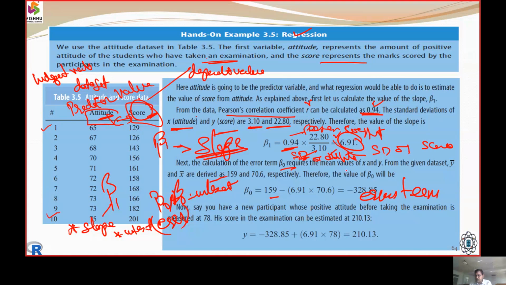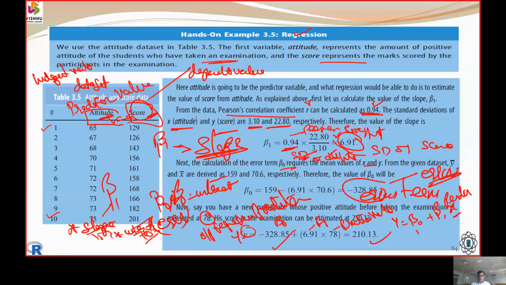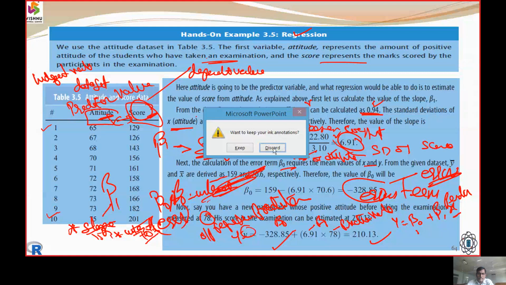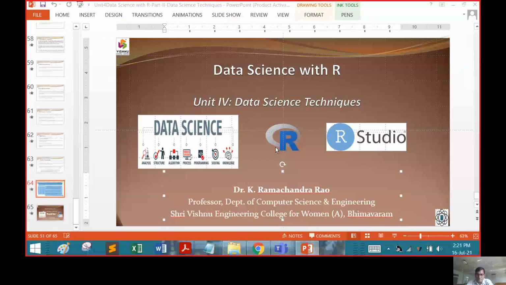Now we have the predictor and the Pearson coefficient. Then we talked about how to compute B1 and how to compute B0, that is, how to compute the slope. That is all considered, and thereby we put this into the formula and get the new predicted value. So that is all from this topic. Thank you.